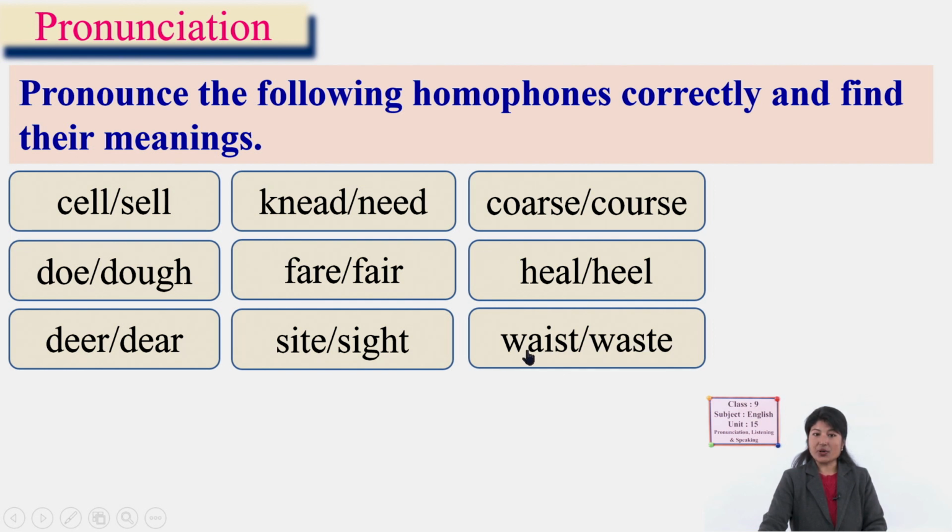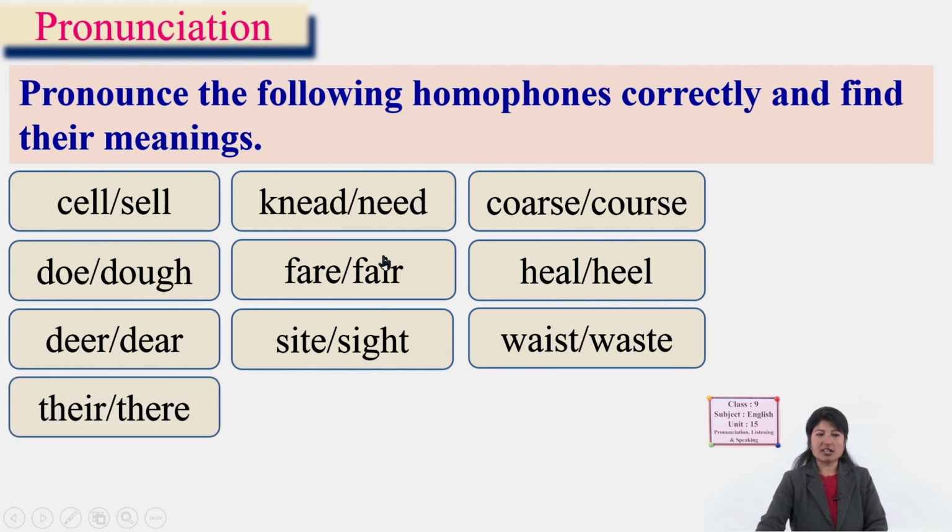First, waist is our part of the body, right? Part of the body below our chest. And then waste. Waste is garbage or something not required, right? Waste, that we throw. Okay. Next pair of words are their and there.